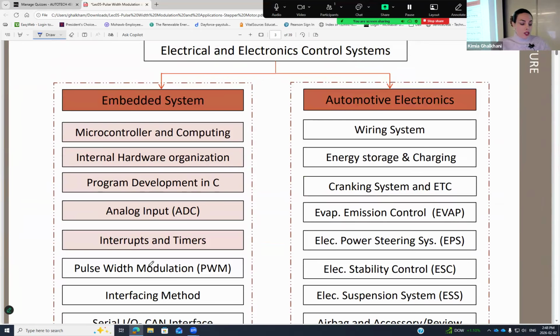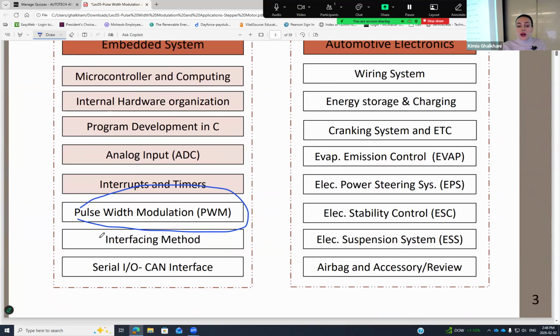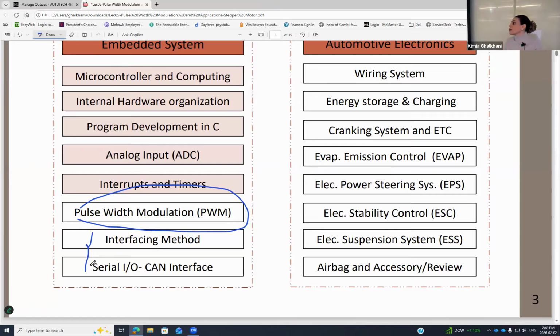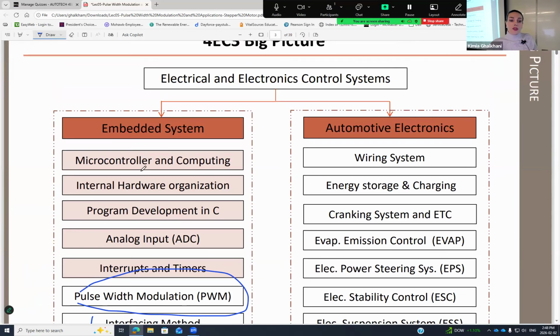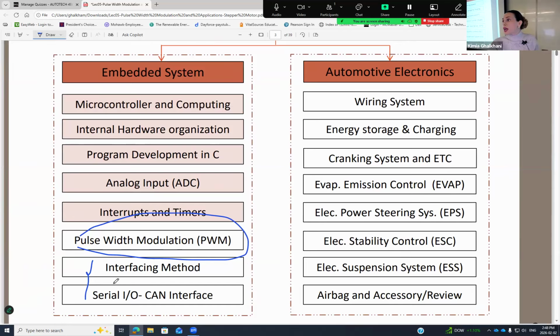So in terms of the big picture for the semester, today we are looking at pulse width modulation. Still, we have a little bit more about interfacing, and of course the CAN communication, which we are going to discuss after you are back from the study break. So up to the end of the first half of the semester, I'm going to continue with PWM. Even next week I'm going to continue with PWM, and then you are going to go for the break, and then we are going to finish this part, which is the embedded system, with 2 more topics.